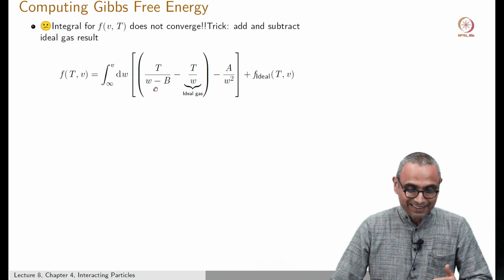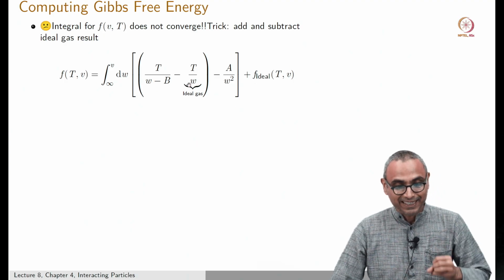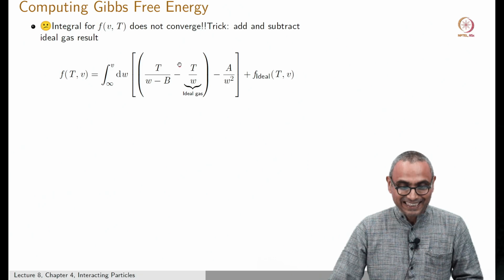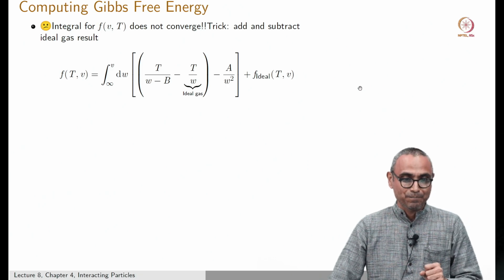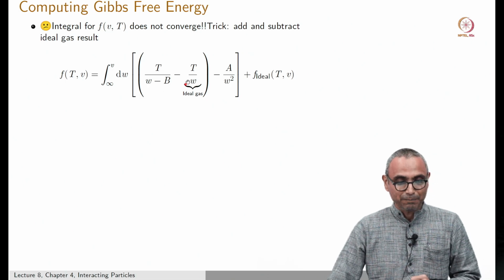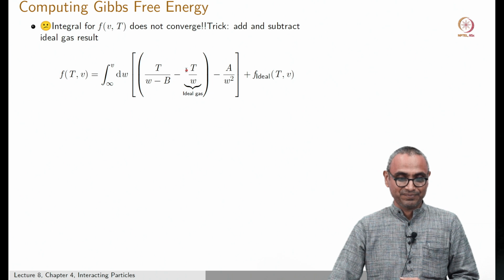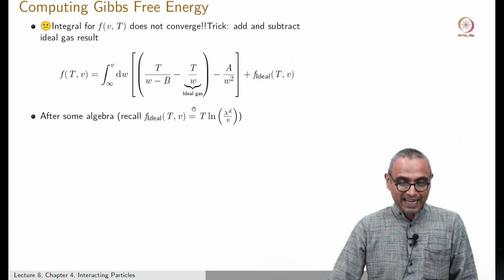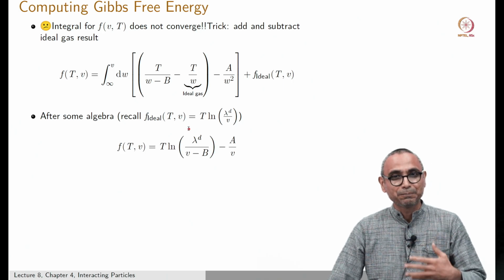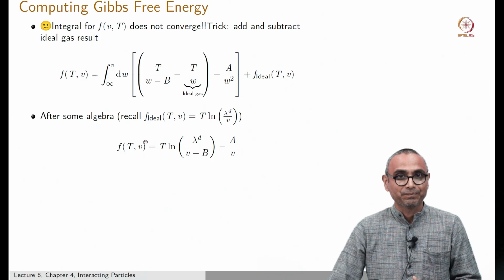The term I am subtracting, which is minus T by W, that is exactly the same expression that I had for the van der Waals gas, where I have turned off B and A, which are the parameters of the van der Waals gas. So this is exactly the ideal gas relation. So I have added and subtracted the ideal gas free energy. So what do I get? I'll get this term now, which is T times W minus B minus T by W, which you will see will give a very nice convergent integral. So this integral will converge, and if you also recall what is the expression for the free energy of the ideal gas, we will find a very simple and nice expression for the free energy of the van der Waals gas, and that is what I have written out here.